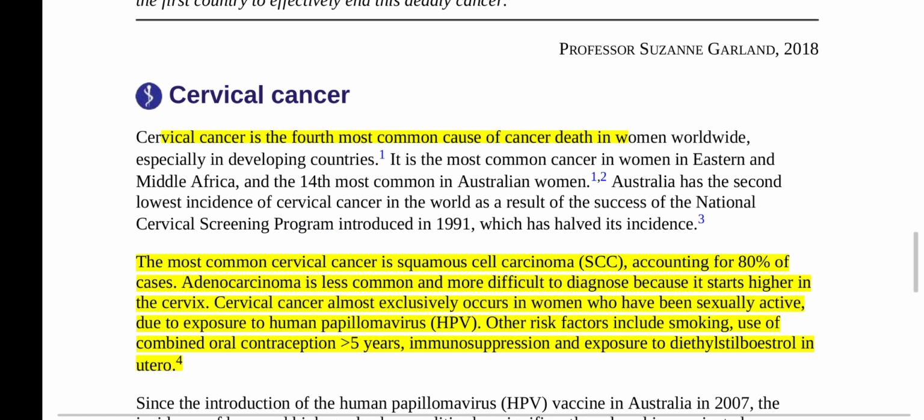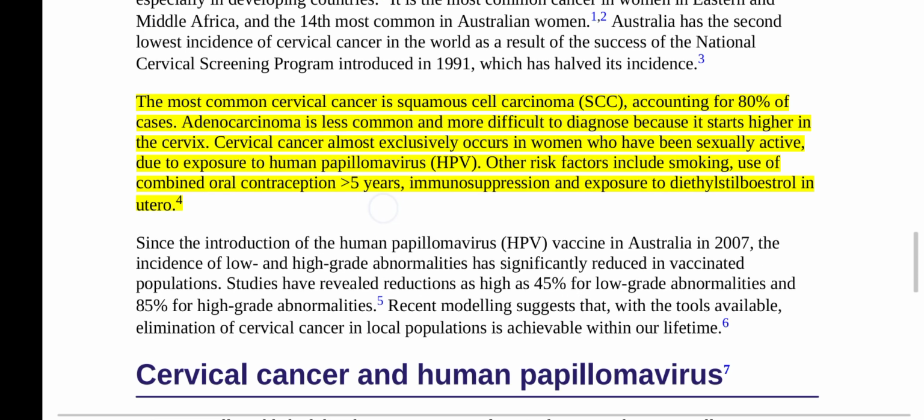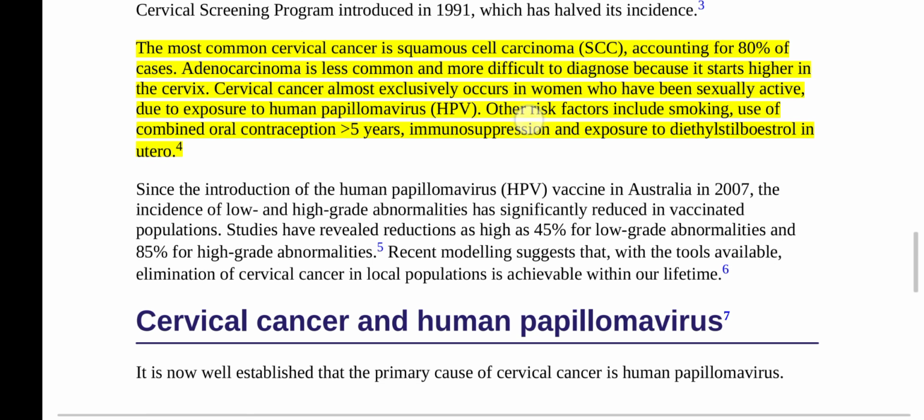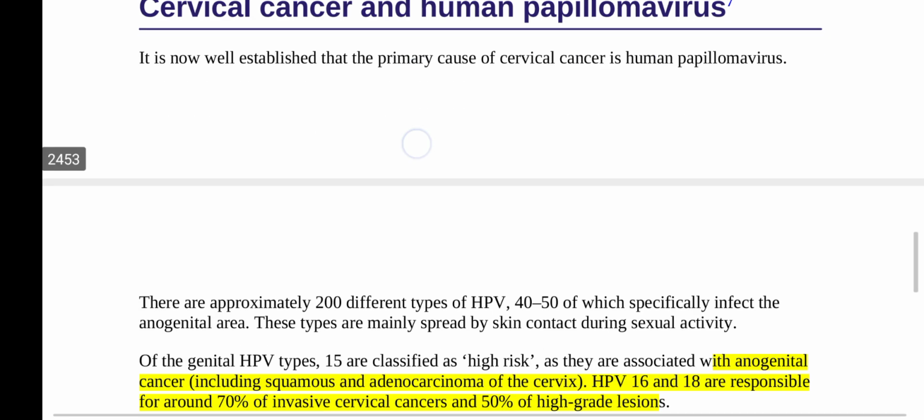We discussed that cervical cancer is the fourth most common cause of cancer death in women. The most common cervical cancer is squamous cell. The most common risk factor is HPV, human papilloma virus, in those who have been sexually active. Other risk factors, sometimes asked in the SBA, are smoking, use of combined oral contraceptive pills greater than 5 years, immunosuppression, and exposure to diethylstilbestrol.